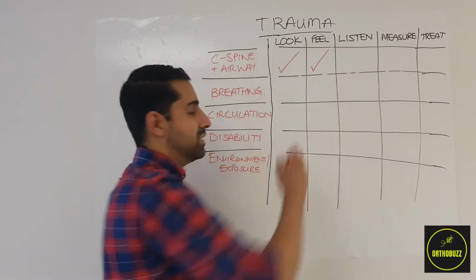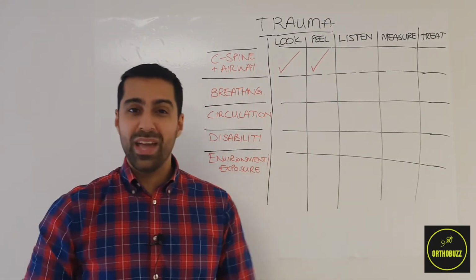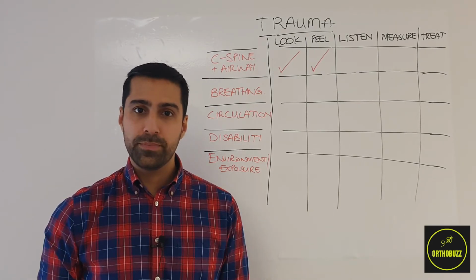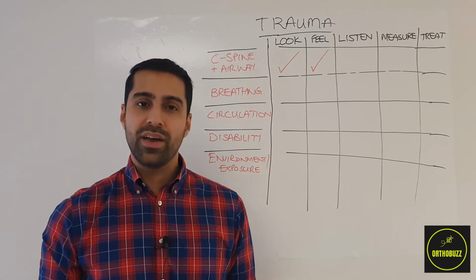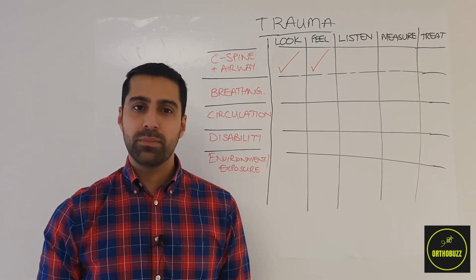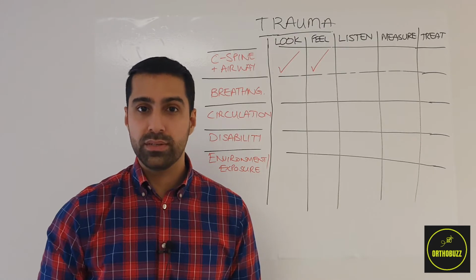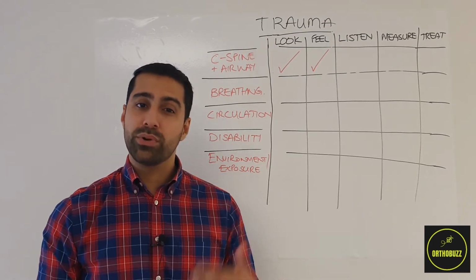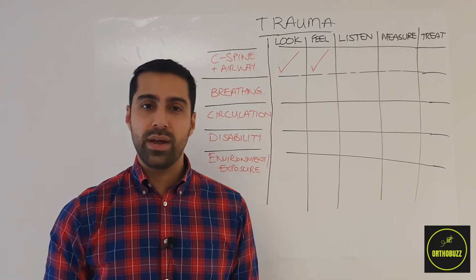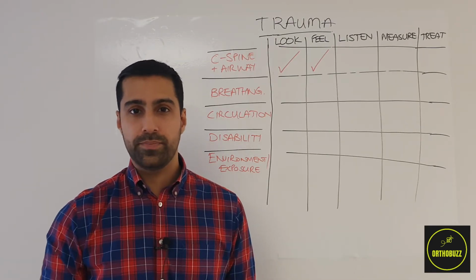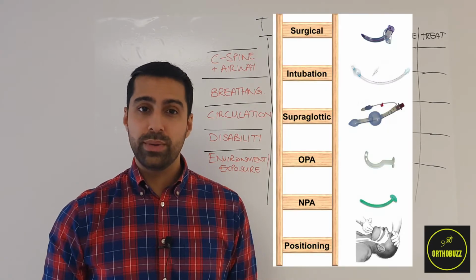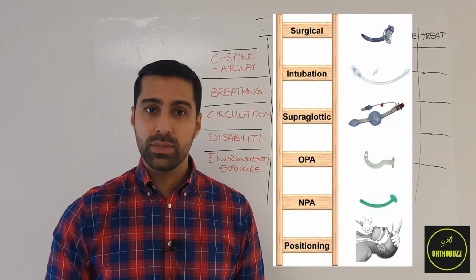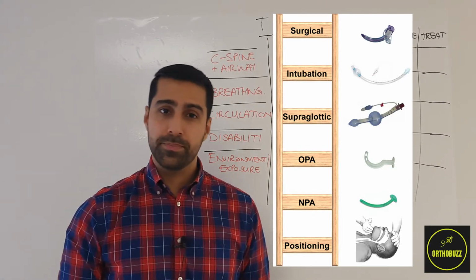We'd also then be listening for any added or upper airway sounds. This could be stridor, which is an upper airway obstruction, or any other added sounds which may make us suspicious that the patient's upper airway is compromised. If we do hear any upper airway sounds, we can progress through a stepwise manner to try and improve the patient's upper airway. This first begins with doing a jaw thrust. If this is unsuccessful, then we can move on to adjuncts.